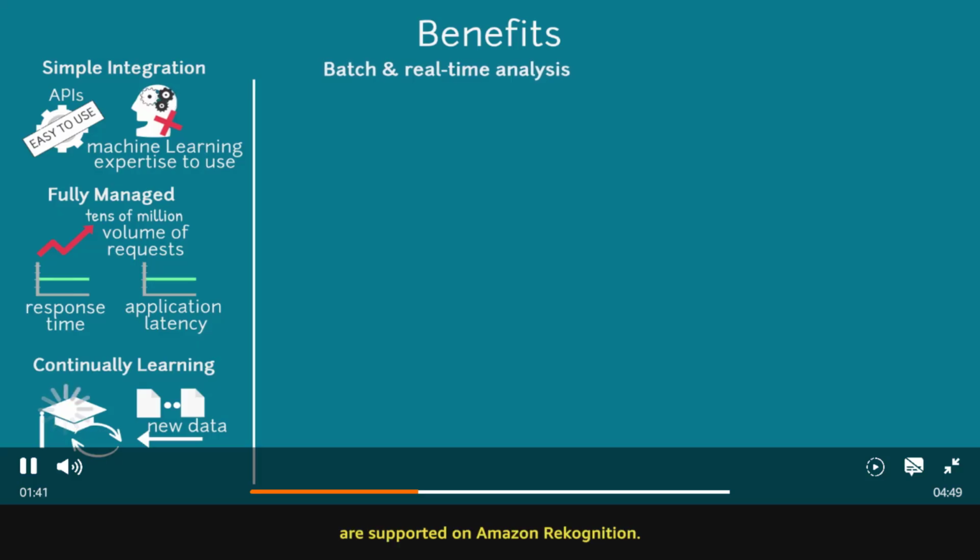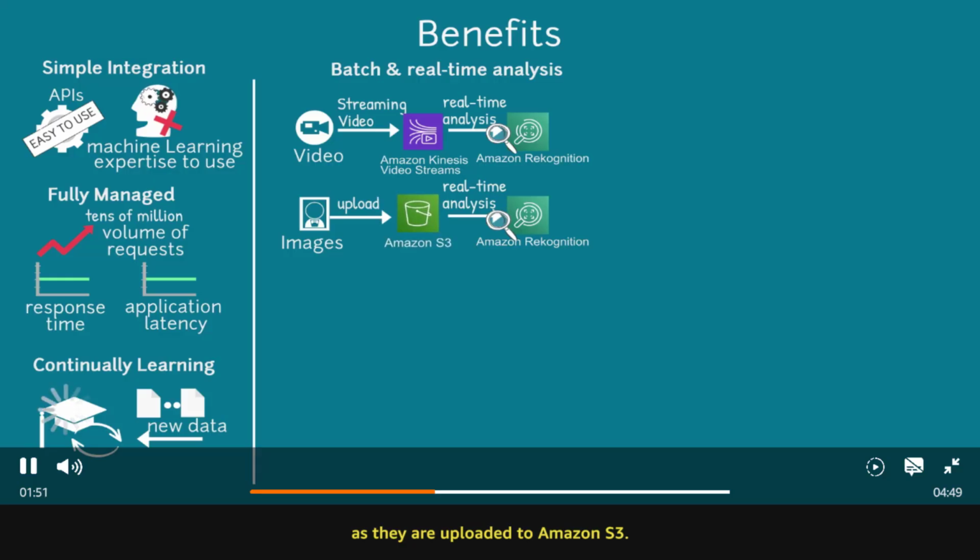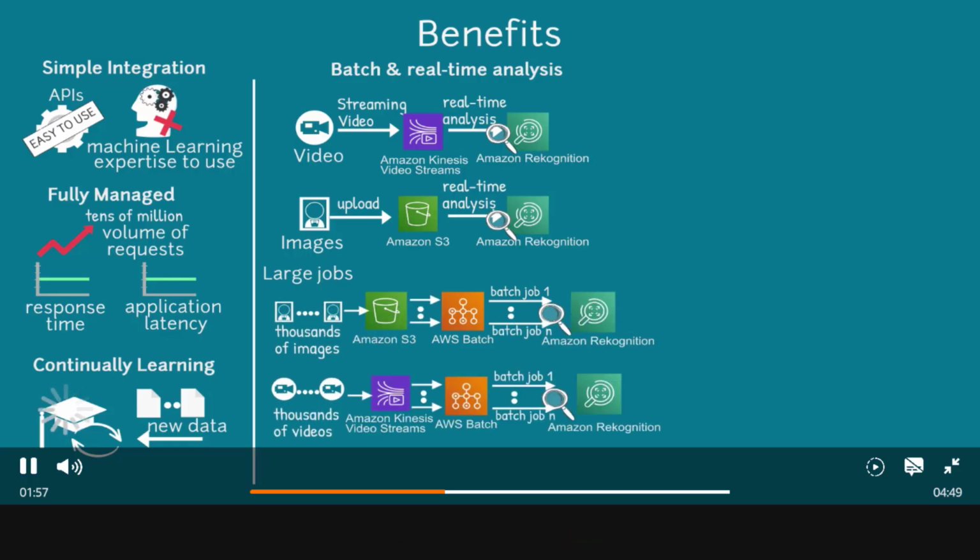Batch and real-time analysis are supported on Amazon Rekognition. You can run real-time analysis on video from Amazon Kinesis video streams. You can also analyze images as they are uploaded to Amazon S3. For large jobs, use AWS Batch to analyze thousands of images or videos.